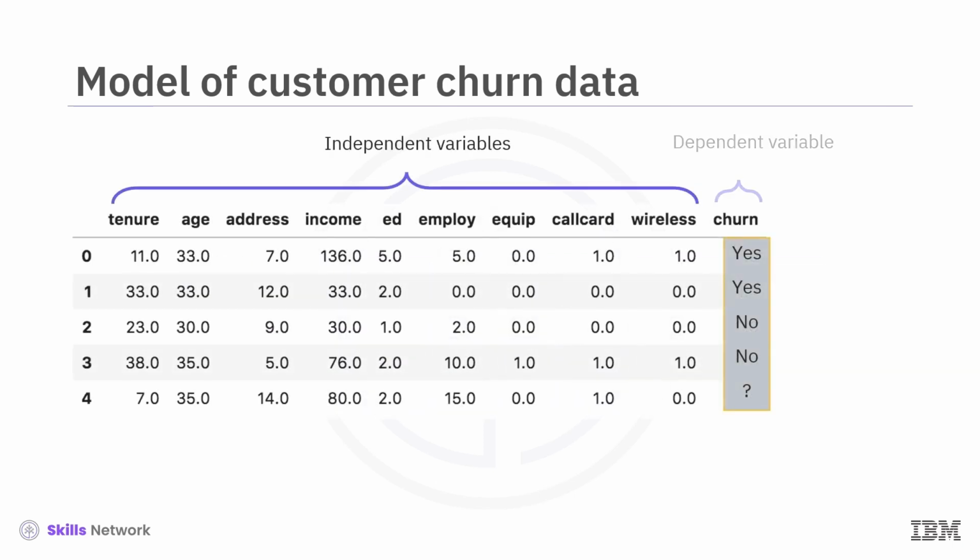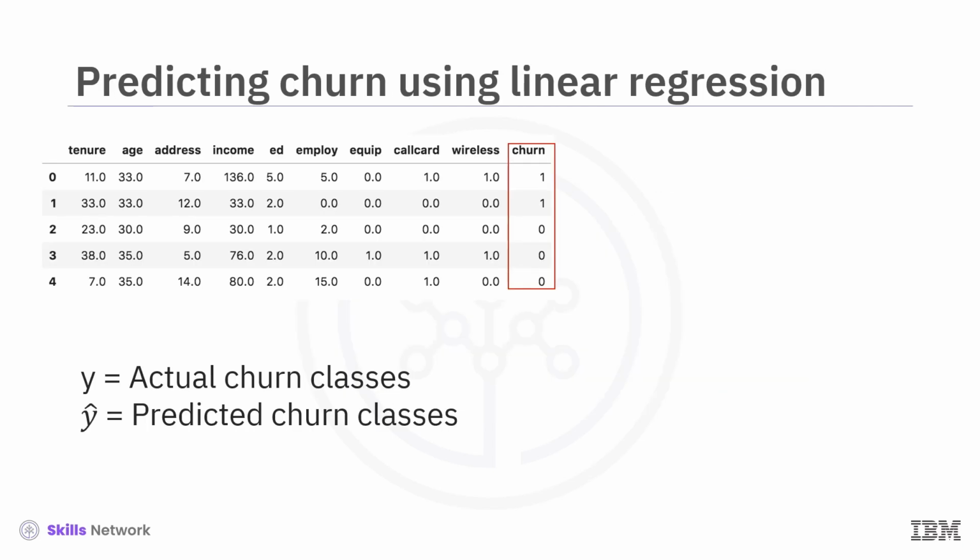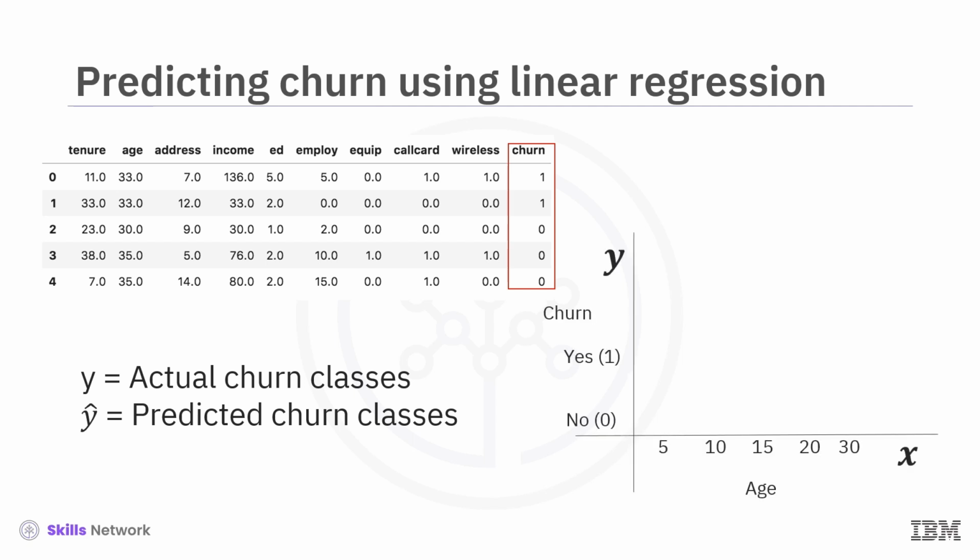Here, p hat is the predicted probability that the class y is 1, given the data x. Suppose the goal is to predict customer churn based on their age. You have a feature, age, denoted as x, and a binary target variable churn, denoted as y, with two classes, yes and no, represented by binary values 1 and 0.